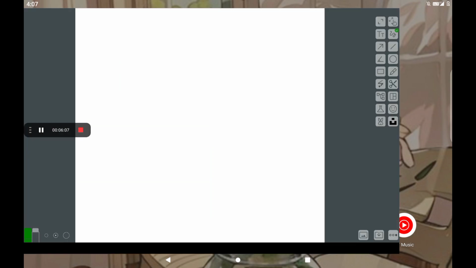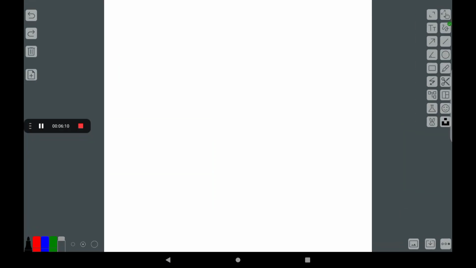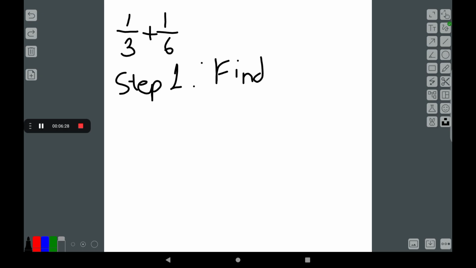So let's solve it because many of you wouldn't understand this. The sum here was 1/3 plus 1/6. We'll go stepwise. Step number 1: find the LCM. If I give you a small tip, the simplest thing is just to multiply 3 into 6. But if there are big numbers, find the LCM. If there are small numbers like 3 and 6, just multiply them.